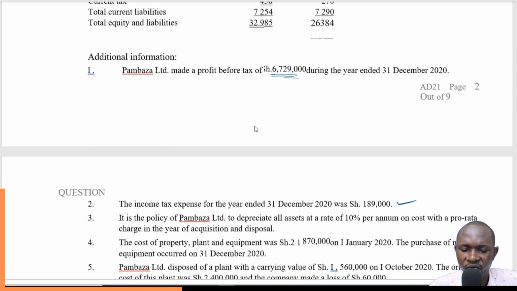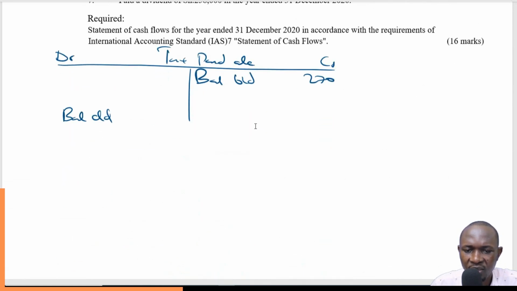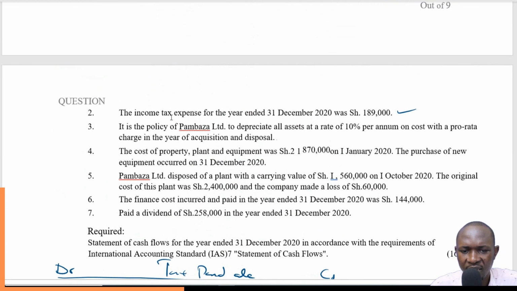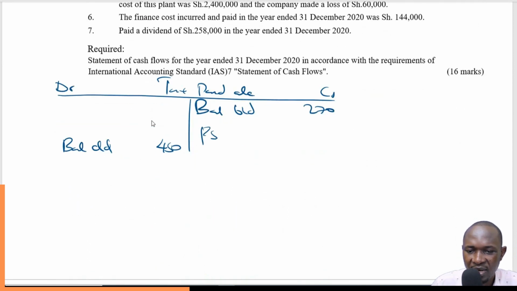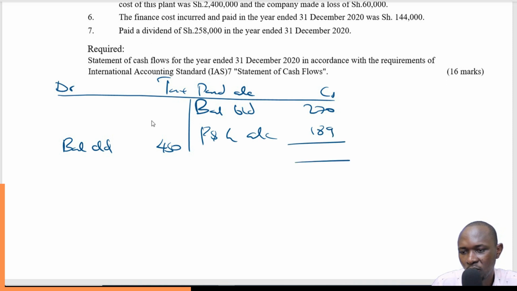So balance for 50, and then we have what has been declared in the profit and loss. It has just been declared. The income tax expense for the year ended was 189. It doesn't mean that it has been paid. We are actually interested in the movement of what has actually been paid. So 189 is the P&L account, 189. So from this we'll be able to get what has actually been paid.